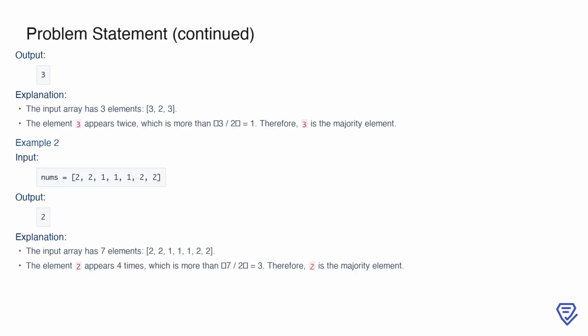In the first example, the input array is 3, 2, 3. The array has 3 elements, and the number 3 appears twice. Since this count is greater than 3/2, which equals 1, the majority element is 3. For the second example, the input array is 2, 2, 1, 1, 1, 2, 2. Here, the array contains 7 elements, and the number 2 appears 4 times. This is greater than 7/2, which equals 3. So the majority element is 2.